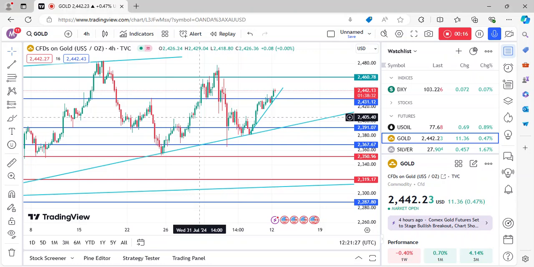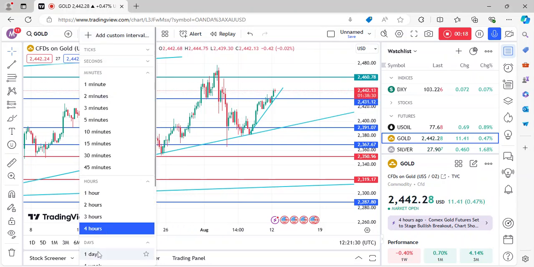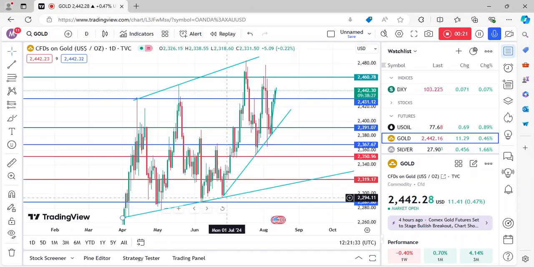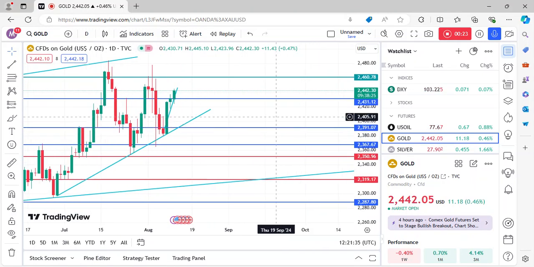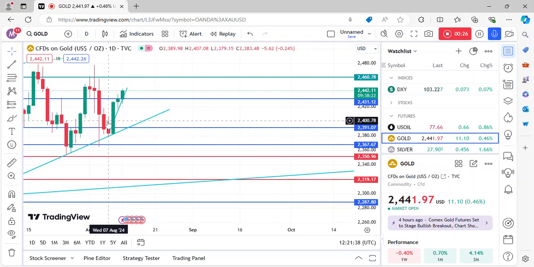Yeah, as you can see clearly on my chart, this was Monday, 5th August. This kind of state where the case is was Monday, 5th August. So the end of last week, gold managed to drop all the way to this zone to hit this trend line, as you can see over here.